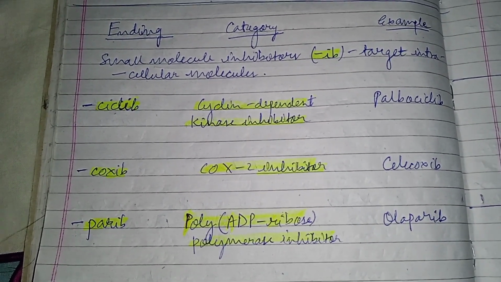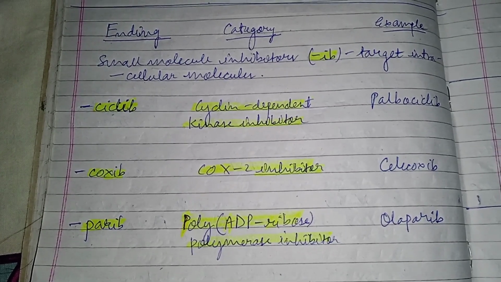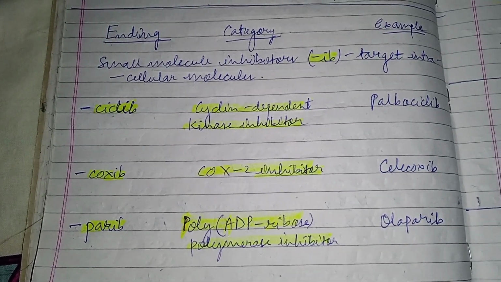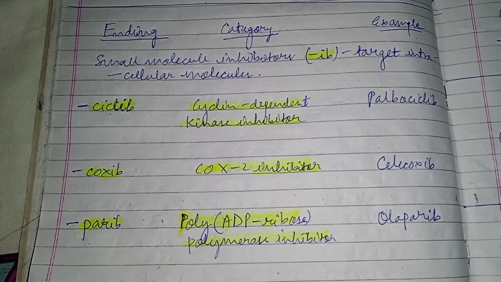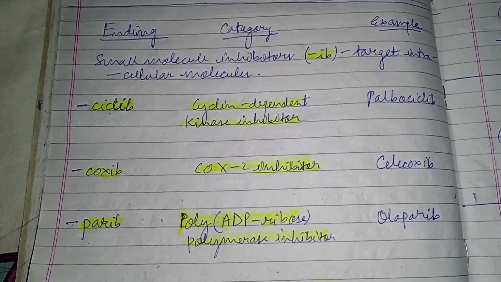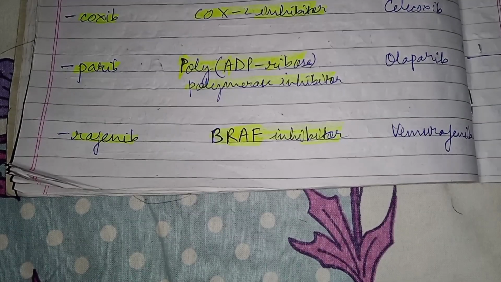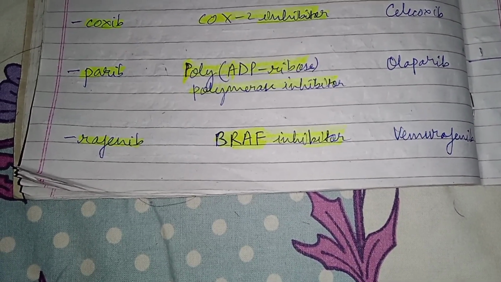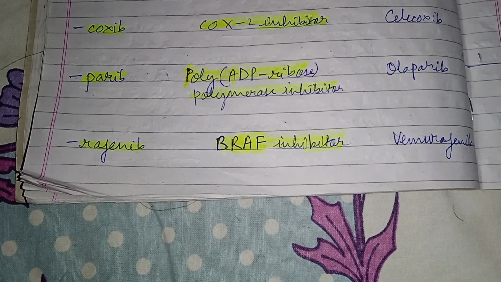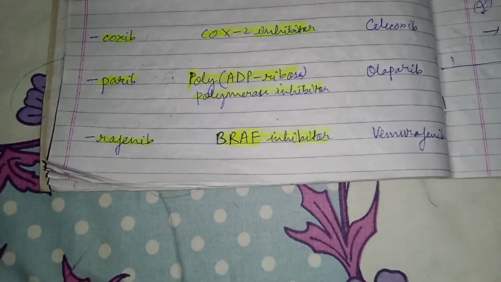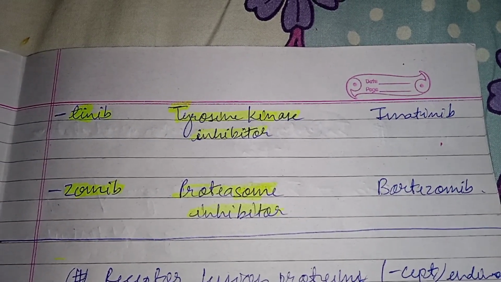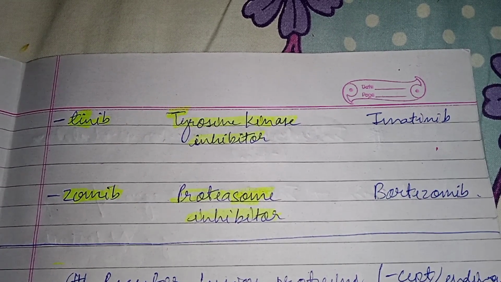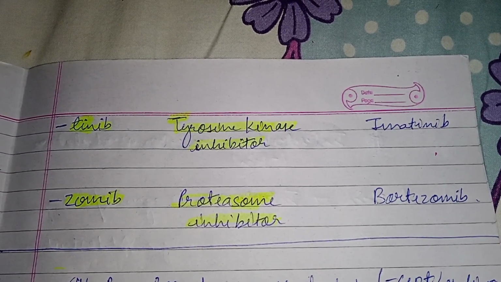Ending with parib belongs to the category poly-ADP ribose polymerase inhibitor. And the example is olaparib. So please have a note of it. Ending with the suffix rafenib belongs to the class BRAF inhibitor. And the example is vemurafenib. The suffix tinib belongs to the class tyrosine kinase inhibitor. An example is imatinib.